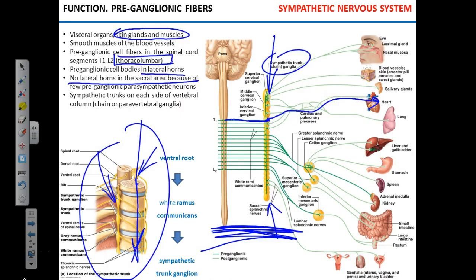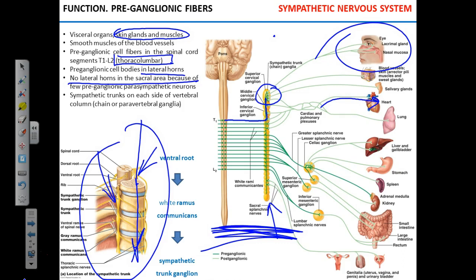Let me go back for a second. Look at this. You can have the preganglionic fiber from T1 going all the way up to the cervical region. Yep, exactly. That's actually a great point. The preganglionic fiber synapses in the cervical ganglion because it innervates something in the head.